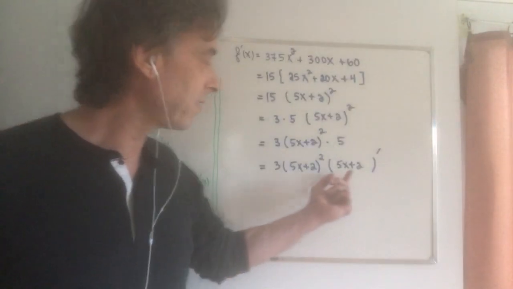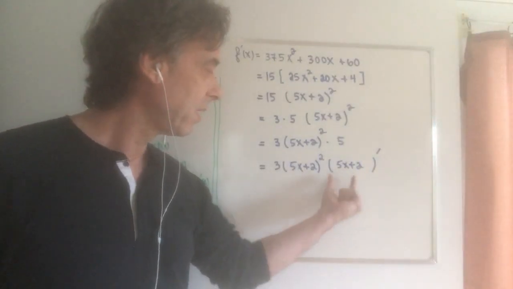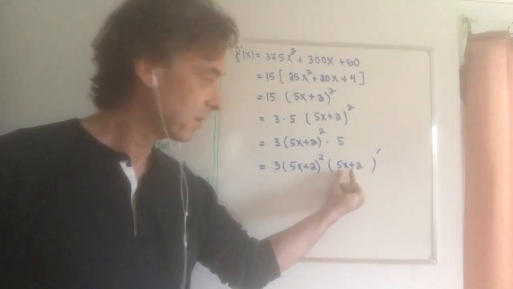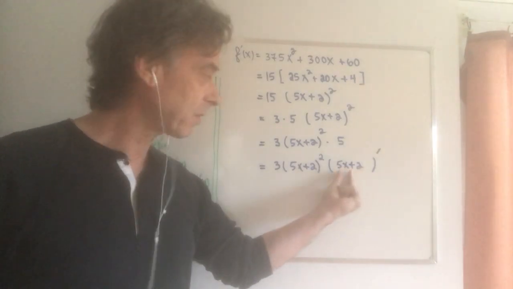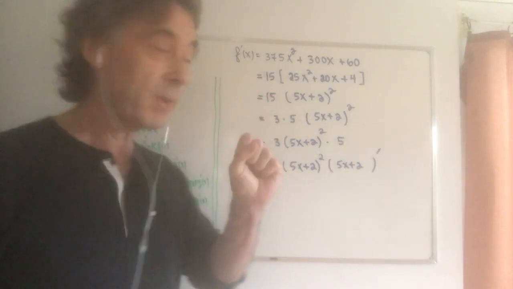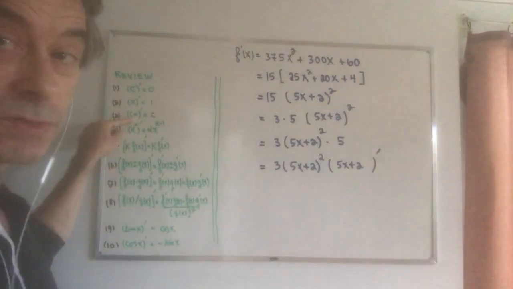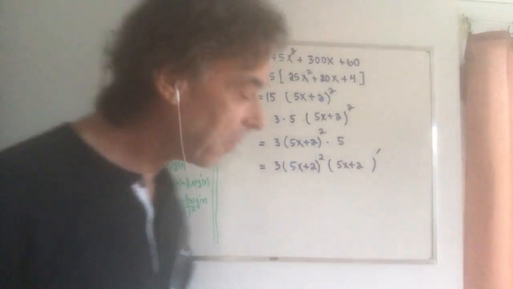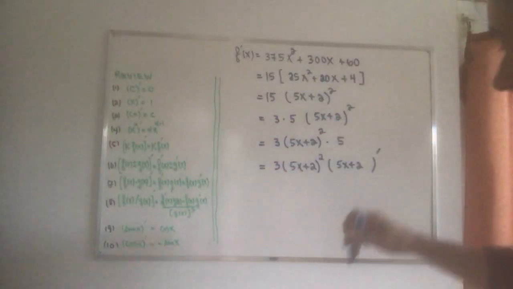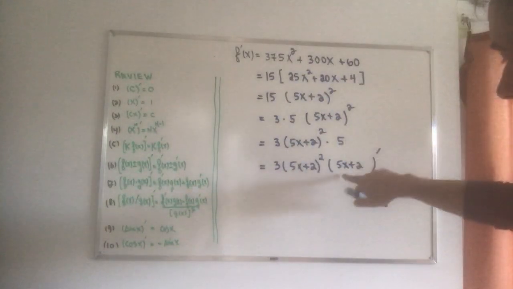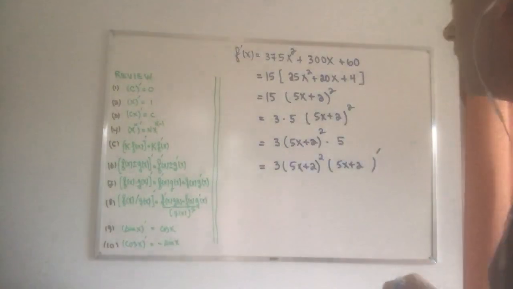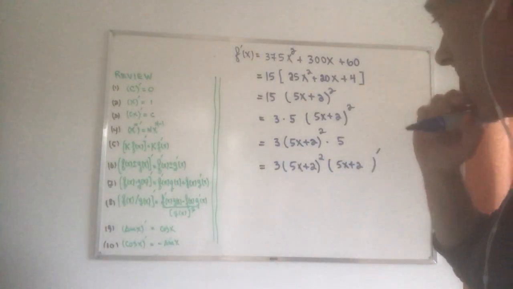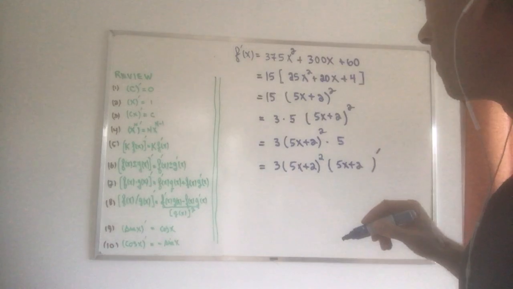Why is it 5? Because the derivative of 5x plus 2 is the derivative of 5x plus the derivative of 2. Now, the derivative of 2 is 0. What's the derivative of 5x? Rule 3. The derivative of 5x is 5. So that is actually correct. 5 and the derivative of 5x plus 2 are one and the same. Well, look at that. Ain't that interesting?